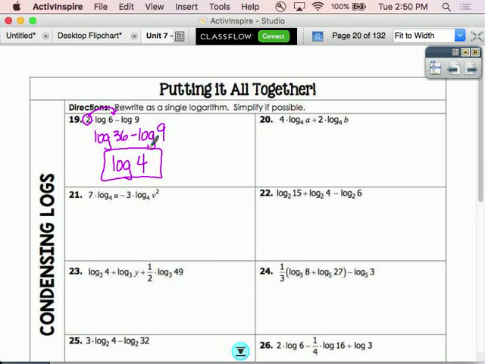What's the understood base of this? There's not a power of 10 that gives you 4.